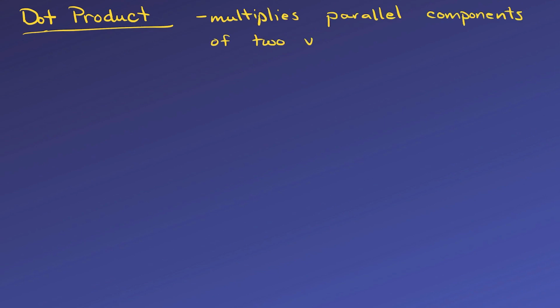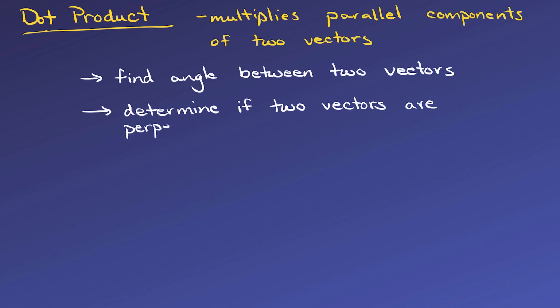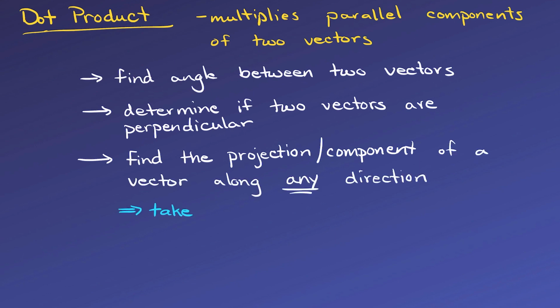So to quickly summarize, the dot product or scalar product multiplies parallel components of two vectors and always gives you back a number. It does not give you back another vector. It can be used to find the angle between two vectors, to find the projection or component of a vector along any direction, but commonly x, y, or z. And finally, you can determine if two vectors are perpendicular by evaluating the dot product between the two vectors and seeing if you get 0.